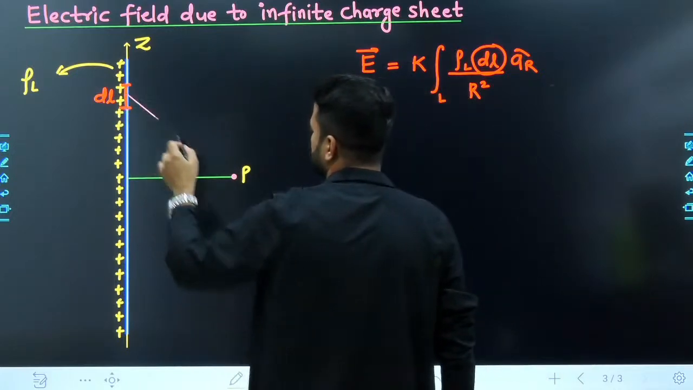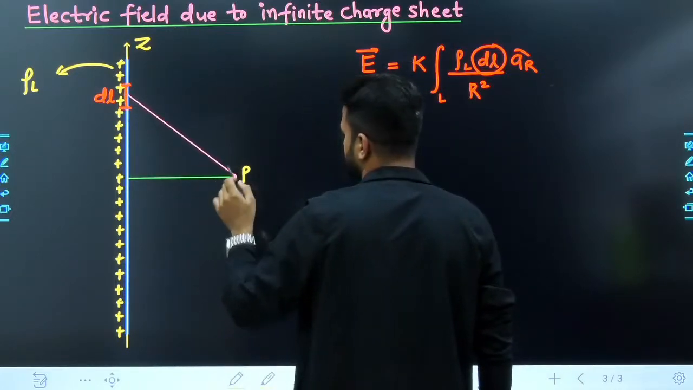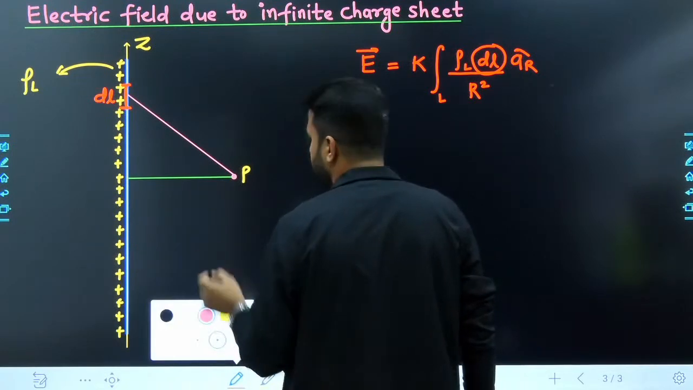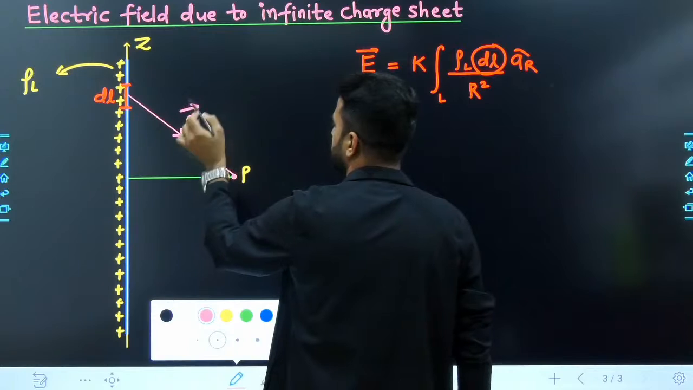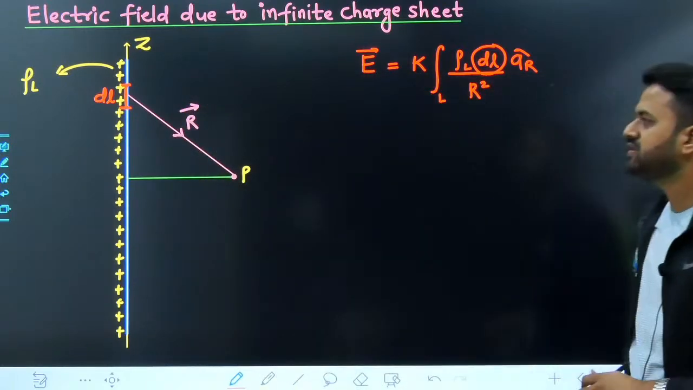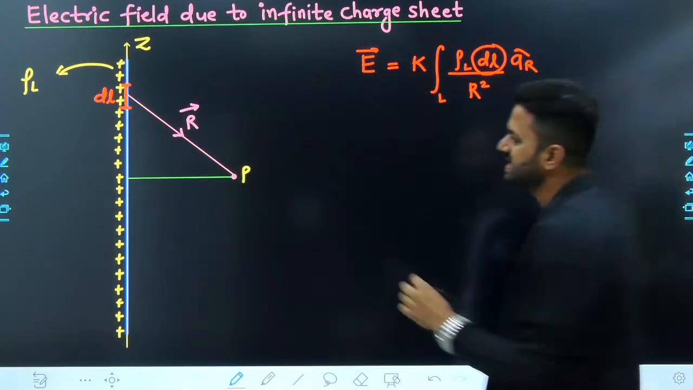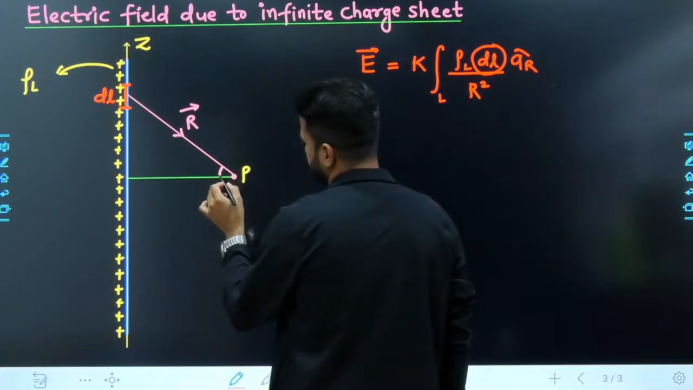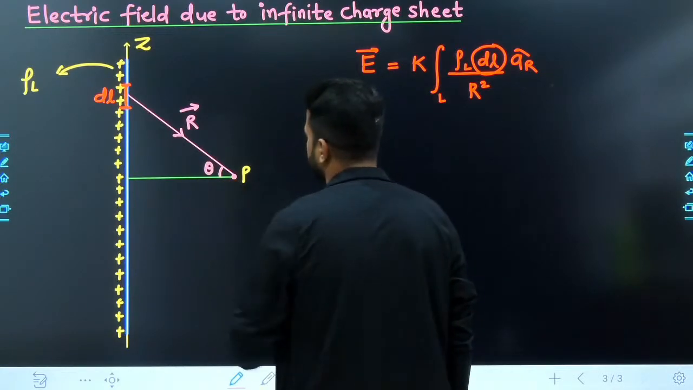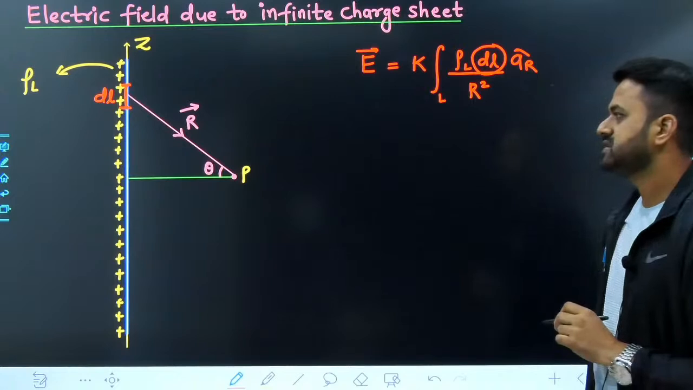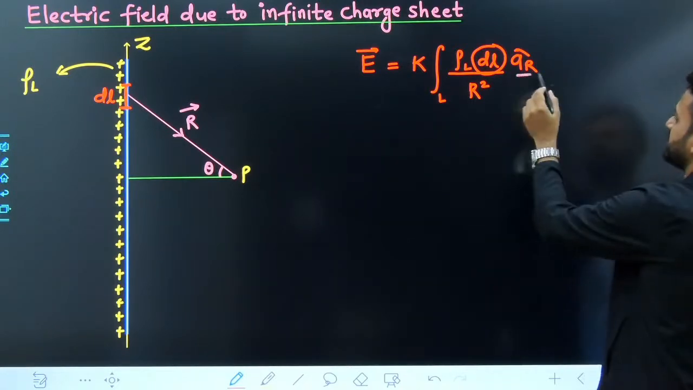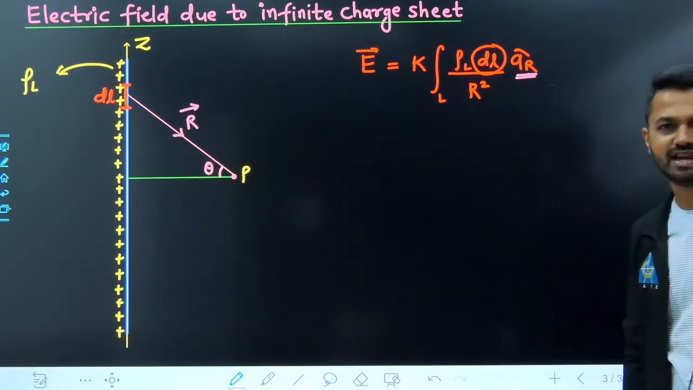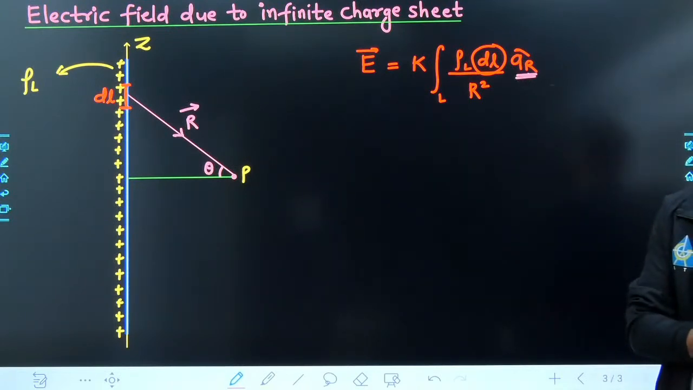So we have to join the line to get the value of r. So this is the value of r. Okay. Now because this line joining and this point of interest is making an angle theta, say, the electric field will always lie in the direction of r. You can see that the electric field lies in the direction of the line joining.